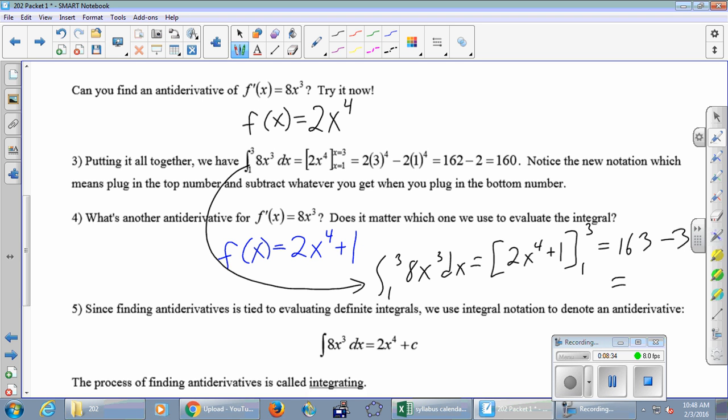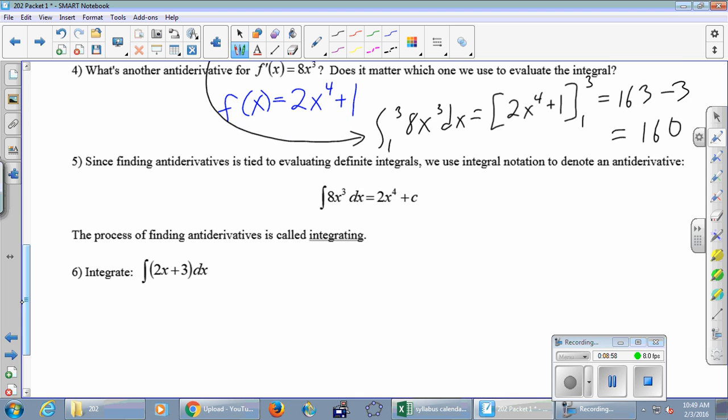So what do we get? 160. So does it make any difference that you pick plus 1 or that you ignore that constant at all? It doesn't, because the subtraction is going to cancel whatever constant you put in the first one, right? It's just going to go away. And so typically we choose to put a plus 0 at the end. We just don't write it at all.